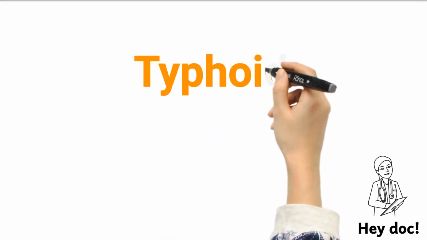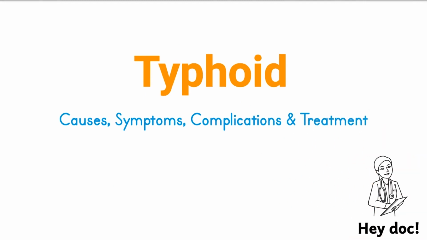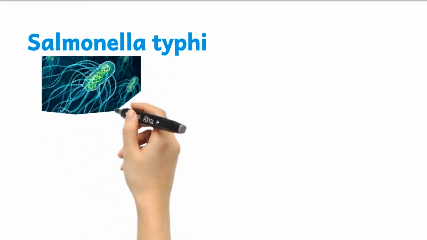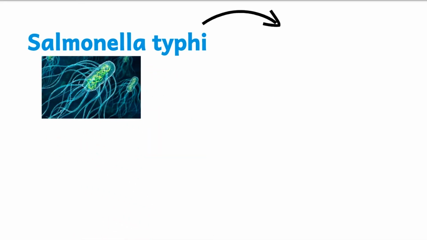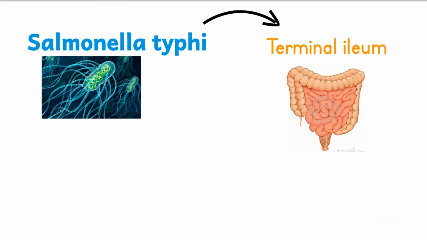Today we will be discussing typhoid and also its causes, symptoms, complications and its treatment. Typhoid is caused by Salmonella typhi. This organism enters by ingestion of contaminated material and reaches the terminal ileum, where it causes swelling of Peyer's patches.